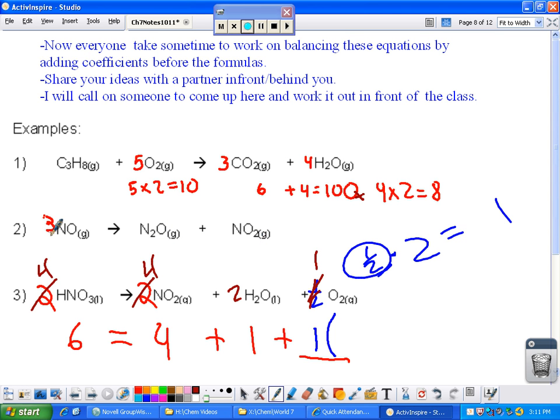The third one was the hardest one. First we started off, we had 2 hydrogens, so we put a 2 here. They gave us 2 nitrogens, so we put a 2 there. Then we had to try to count up all those oxygens. We had 6 oxygens, so we said 6 equals these 4 plus that 1. And this needed to be 1/2 to get the 2 oxygens down to 1, but you're not allowed to have fractions. So we doubled everything up, 4, 4, 2, 1, to get rid of the fraction.